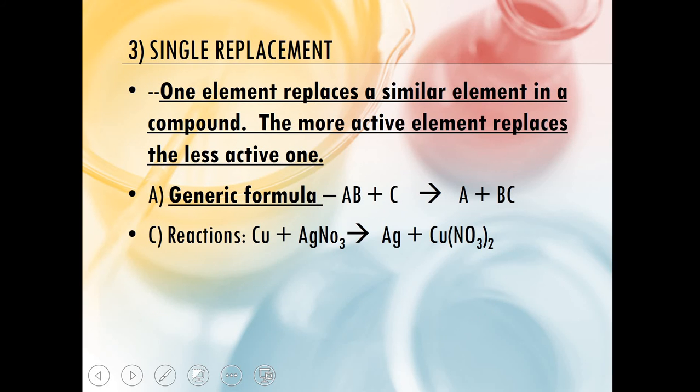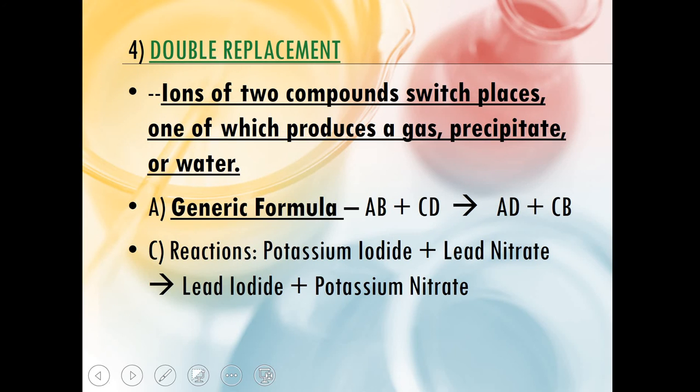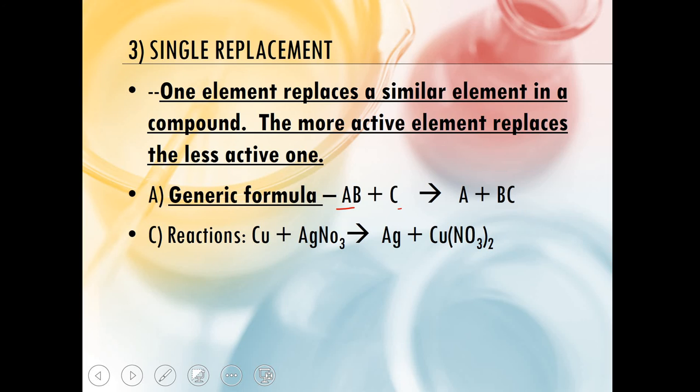Then we have what is called a single replacement. The third one is single replacement. This is when one single thing is replacing another one. This is where you're going to have a compound plus an element, and it's going to create a new compound and a new element. If you look here, we start with the compound AB and we start with the element. So we have a compound and an element, and we're going to create a new compound and a new element.